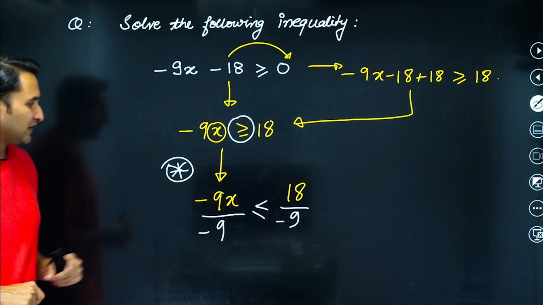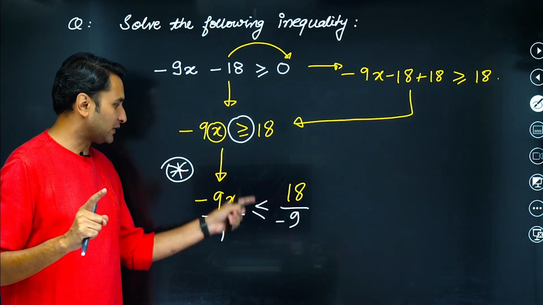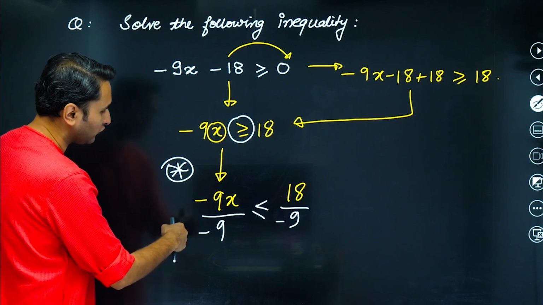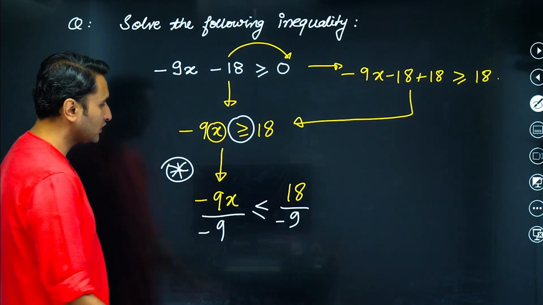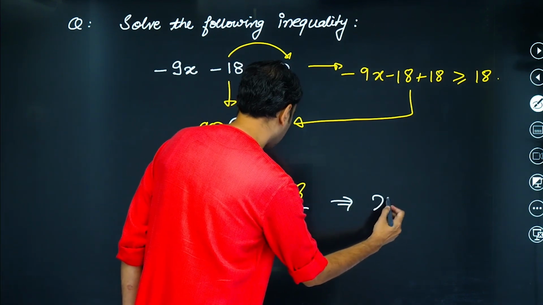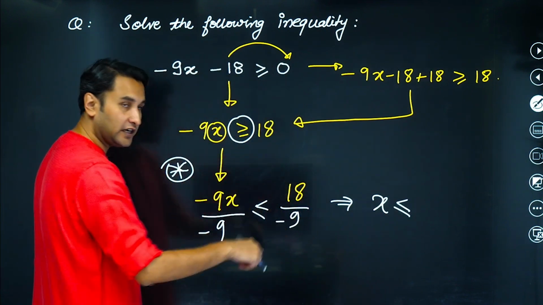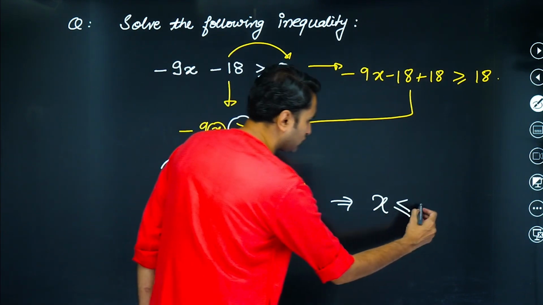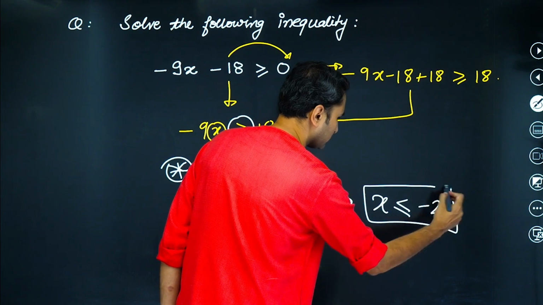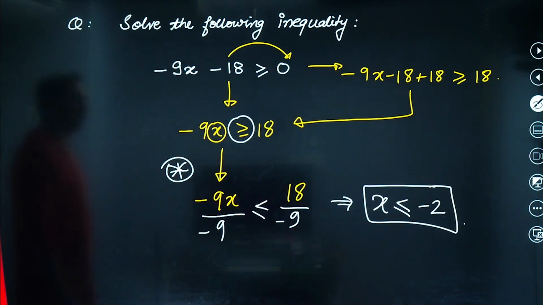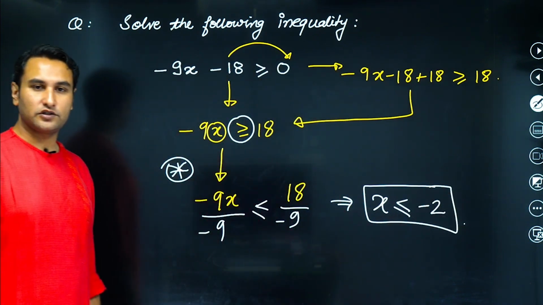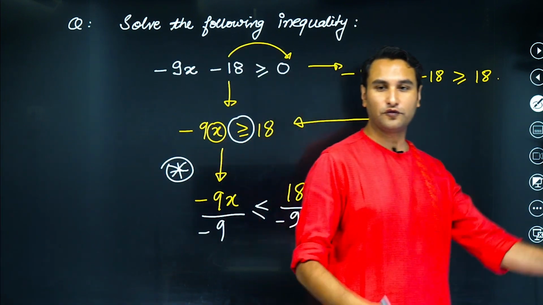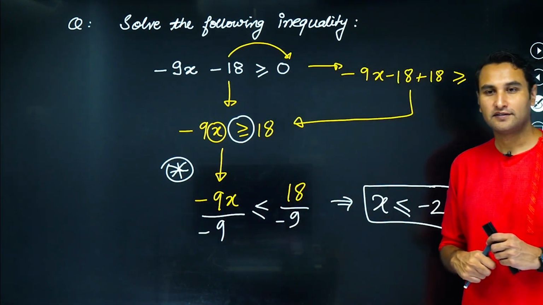Don't make the mistake of keeping the inequality the same. So what will happen? Minus 9 cancels out. So what you're left with is x less than or equal to 18 divided by minus 9, which is minus 2. That's your answer: x less than or equal to minus 2. Got it? Is this clear, all of you? Should I move ahead? Cool.